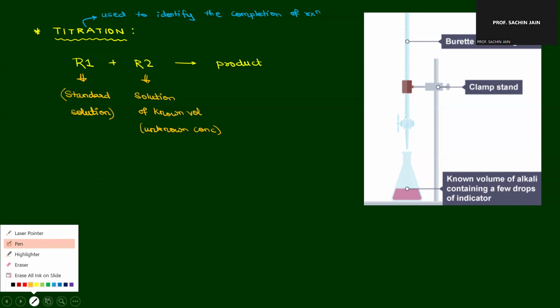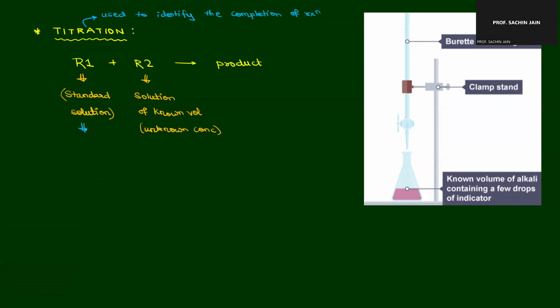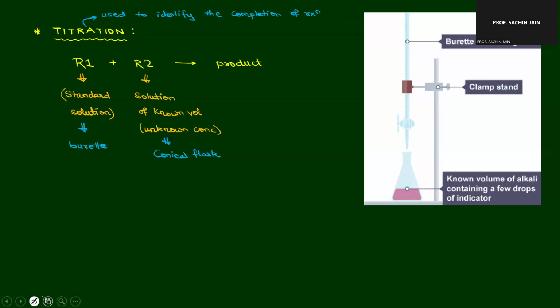Now, experimentally, this standard solution is taken in a burette, and the solution of known volume is taken in a conical flask or the titration flask. So as you see in the setup, this is the burette wherein the standard solution is taken, and this is a conical flask where the solution of known volume is taken.